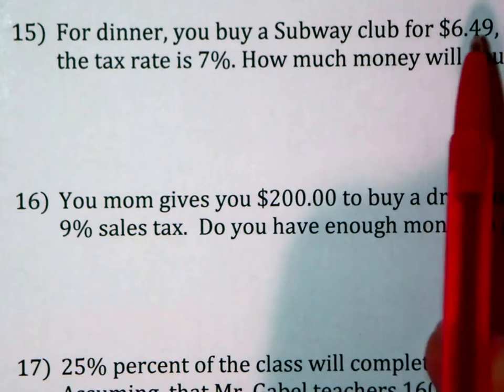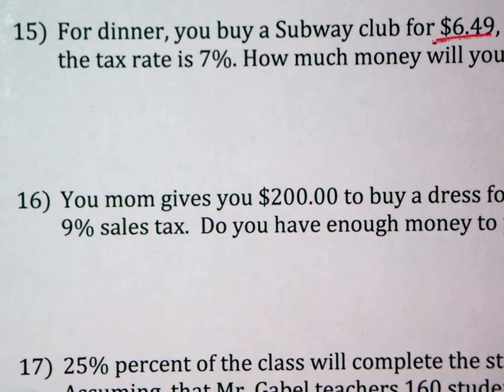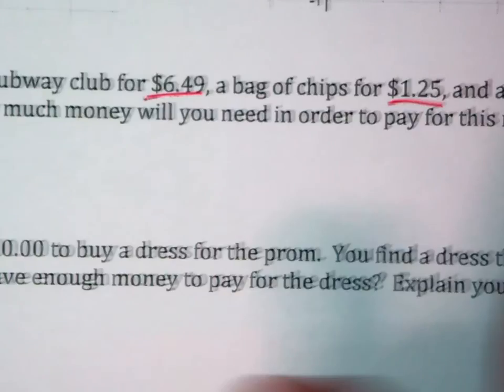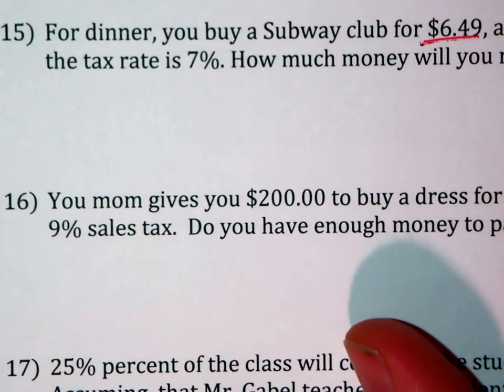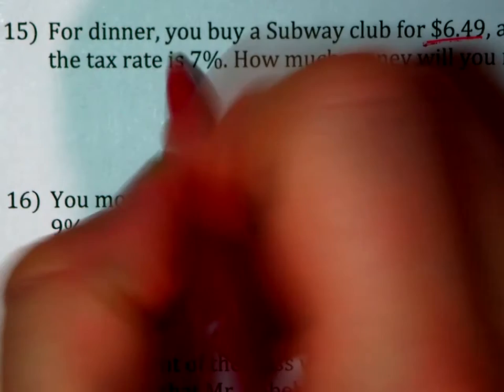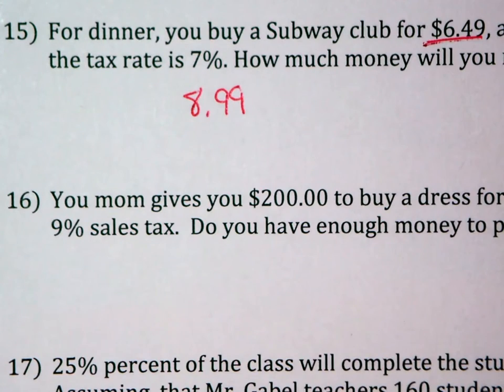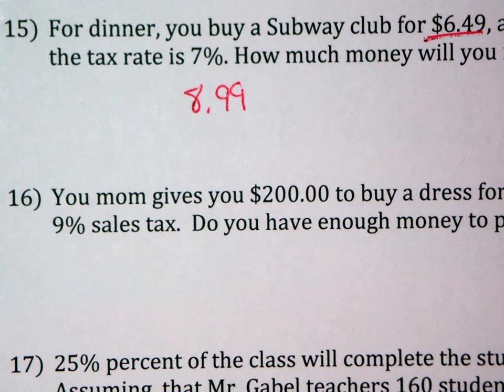Well, the very first thing I need to do is add up all of the dollar values for the meal. So $6.49, $1.25, and $1.25. Those three items together equal $8.99. The next thing I need to do is figure out what my tax would be on the $8.99.